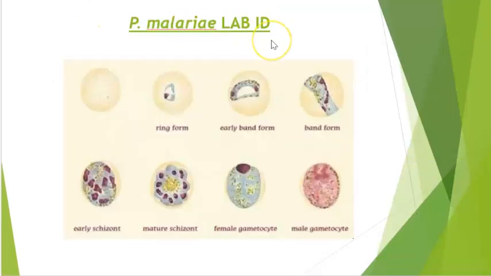Here's a diagram showing the different stages of development for Plasmodium malariae. Of course, here is the red blood cell with no parasite. Here is that band stage. Here's the early band stage. I think that's what we were looking at earlier on the image on the slide. But here's that band form. Here's that daisy pattern of the schizont stage. And of course, the sexual phase of the gametocytes are going to be round in shape.